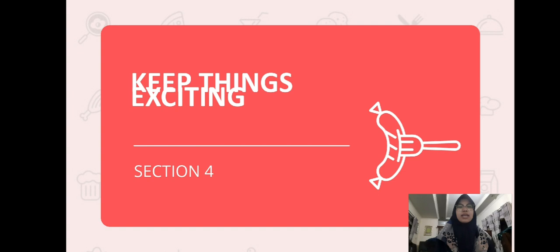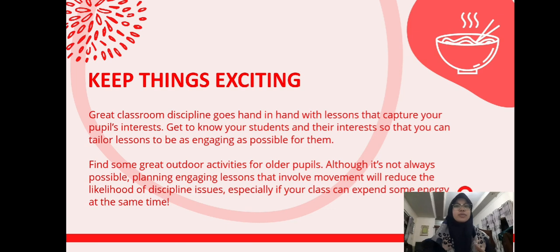So the fourth is keep things exciting. It means that clear classroom discipline goes hand in hand with lessons that capture your pupils' interest. It means get to know your students and their interests so that you can tailor lessons to be as engaging as possible for them. Although it is not always possible, planning lessons that involve movement will reduce the likelihood of discipline issues, especially if your class can expend some energy at the same time.